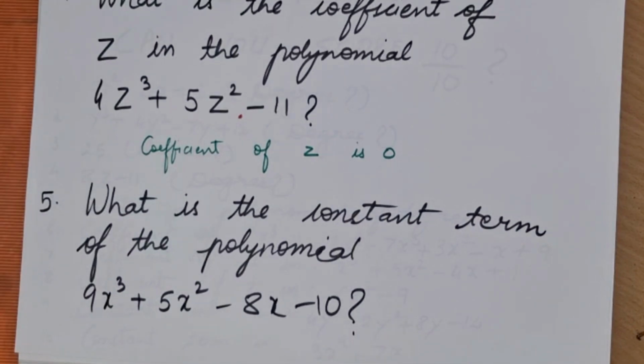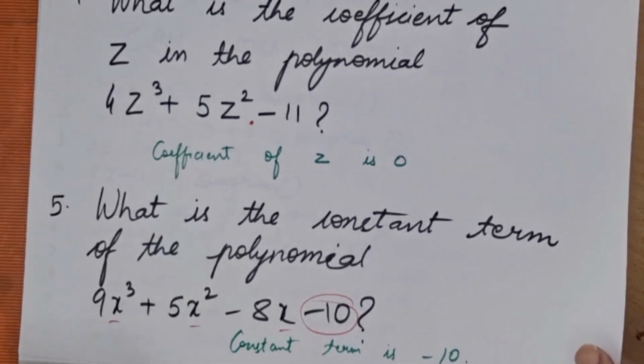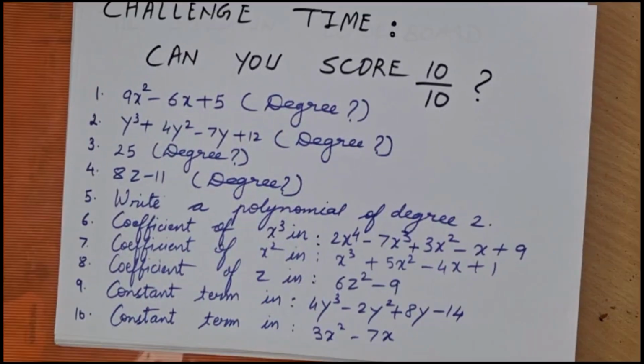Yes. What is the constant term of the polynomial 9x cube plus 5x square minus 8x minus 10? Which number has no variable? Let us find it out. Yes. Out of the 4 terms, minus 10 has no variable. Now, let us write the answer, and in this way, you have completely conquered textbook exercise 2.1.